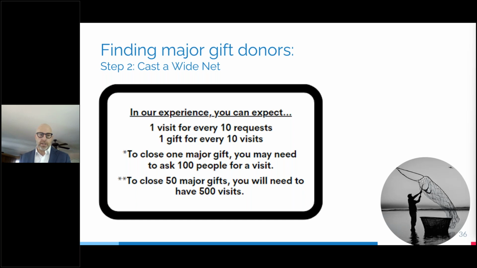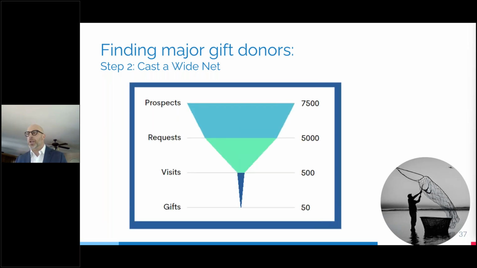In my experience, it requires 10 invitations to a visit to get one visit. And it might require 10 visits to get one gift. So if you multiply that out, to close one major gift, it's possible you're going to need to send 100 invitations to a visit. If you want to close 50 major gifts, you're going to have to invite 500 people to a visit. And so you can kind of see this here.